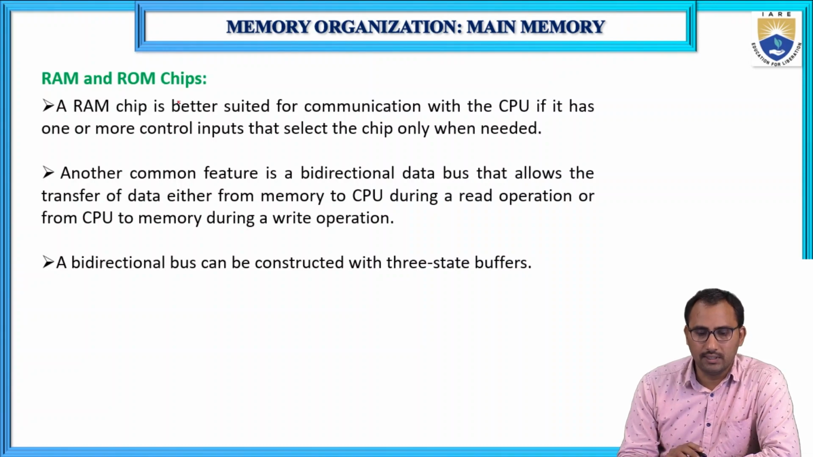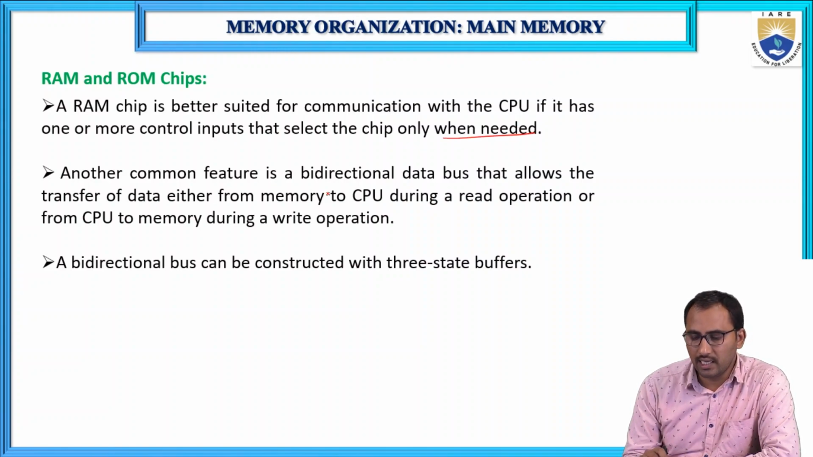So, RAM and ROM chips. A RAM chip is better suited for communication with the CPU if it has one or more control inputs that select the chip only when needed. Another common feature is a bidirectional data bus that allows the transfer of data either from memory to CPU during the read operation or from CPU to memory during the write operation. A bidirectional bus can be constructed with three-state buffers.